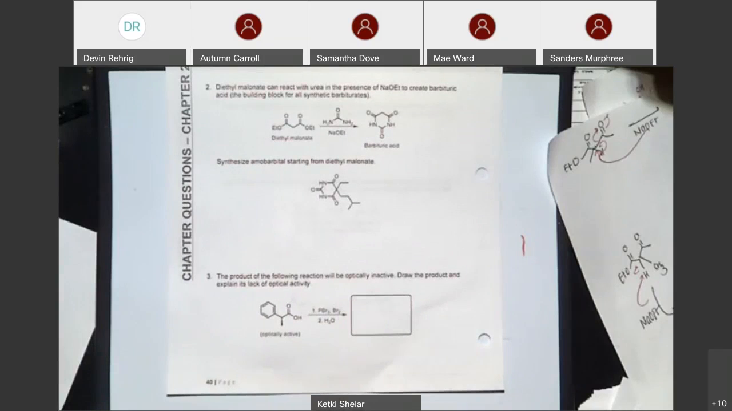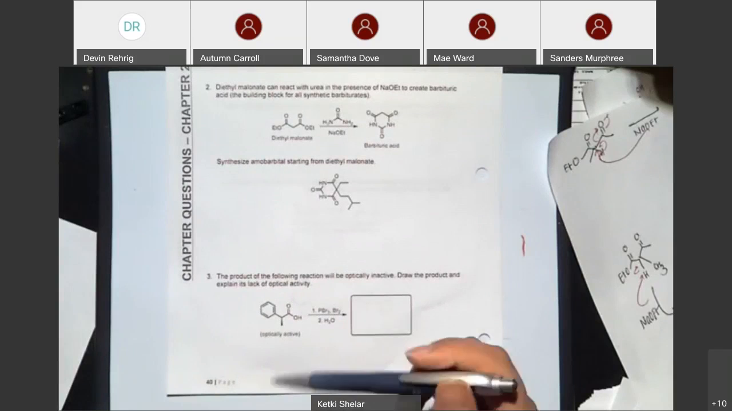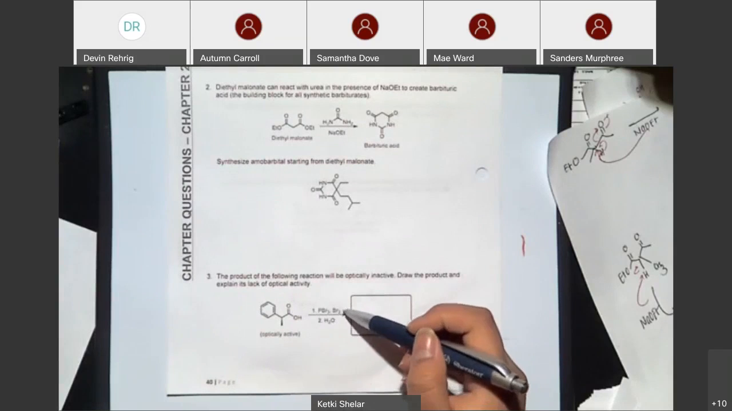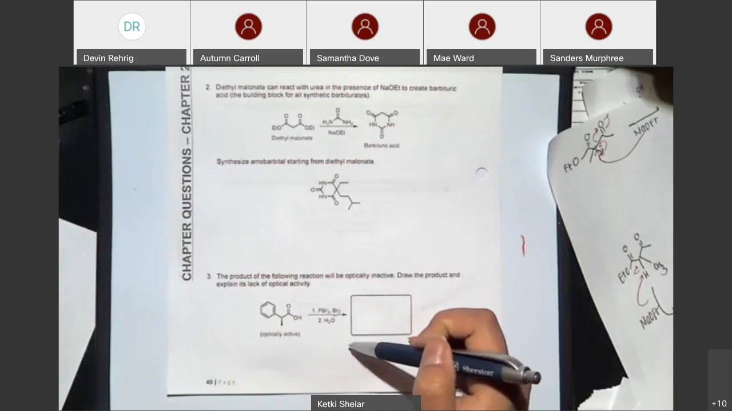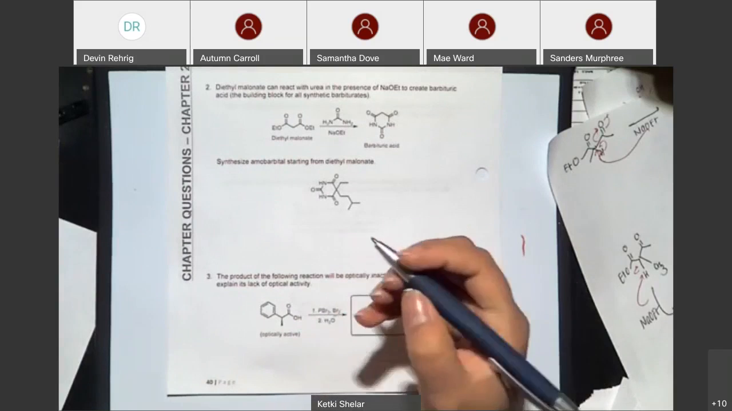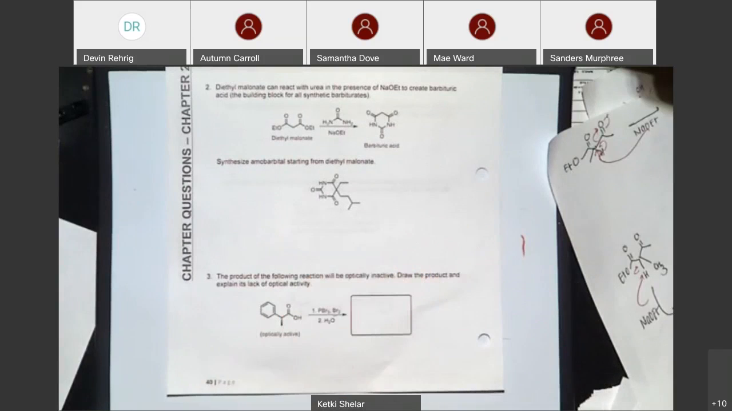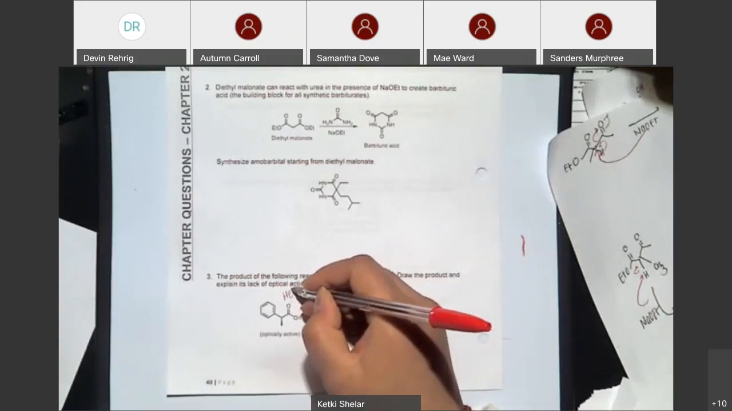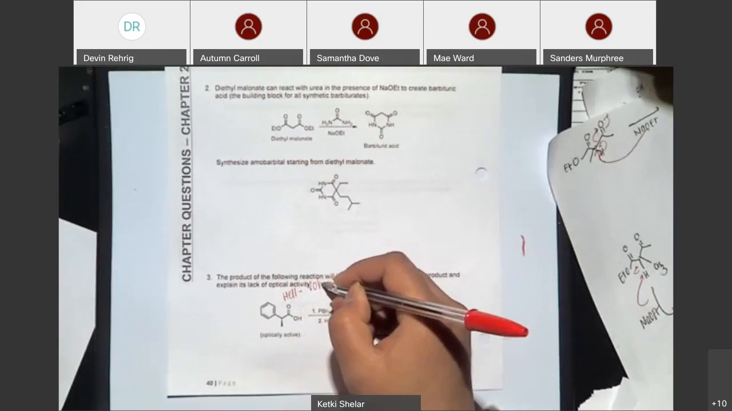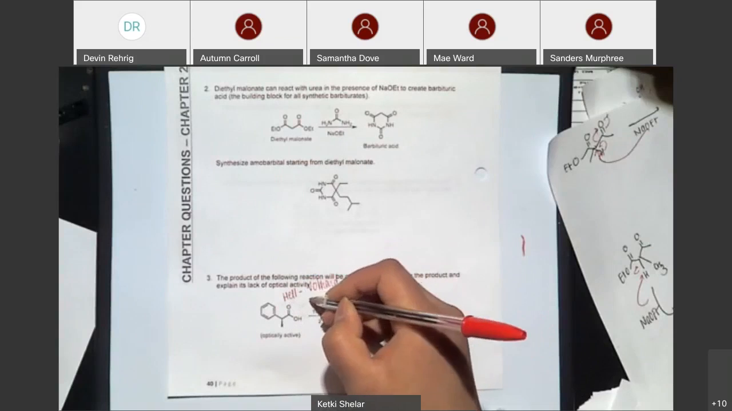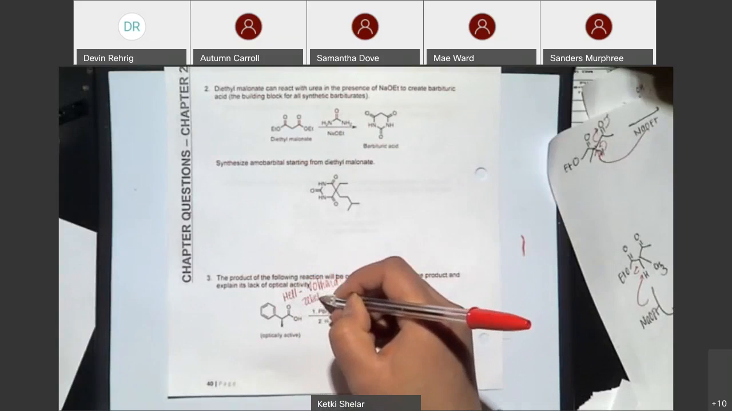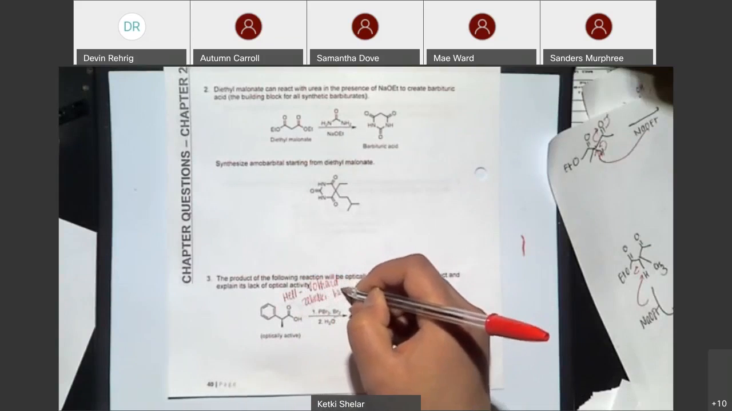So first of all, we need to understand what the reagents are. This is PBr3, Br2, water. So what is the name of this reaction? It is the Hell-Volhard-Zelinsky halogenation.